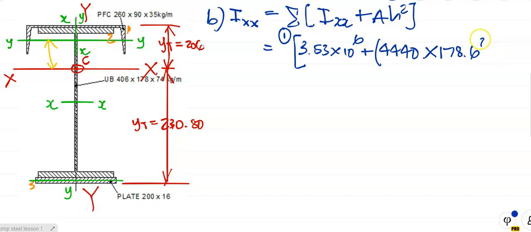178.6 squared. Why is it squared? Because the formula said so. Close the square bracket plus. Next one. Element number 2.